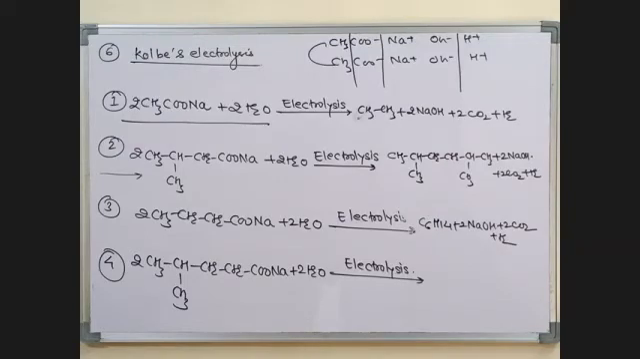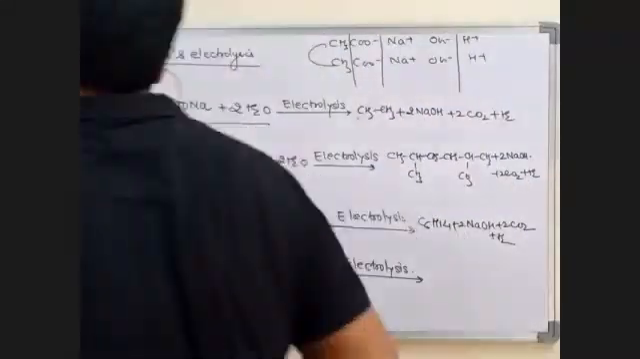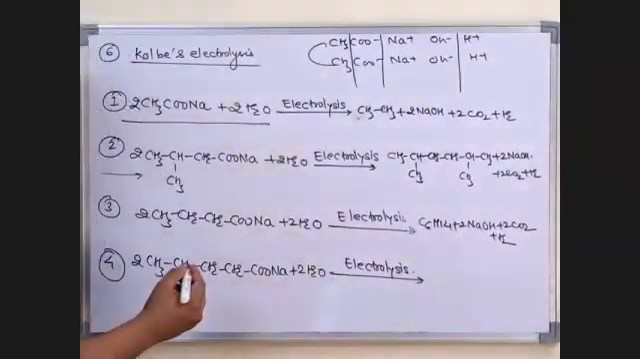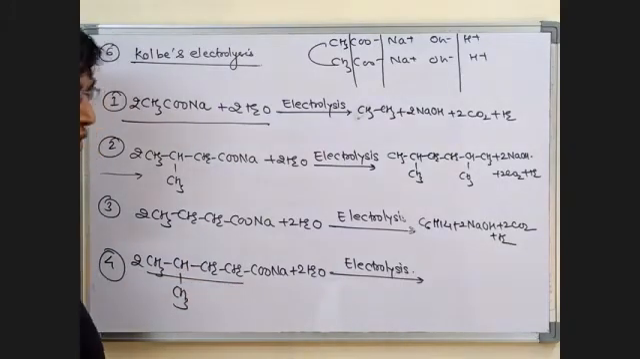What is the answer? 2,7 dimethyl octane. Very nice. 2,7 dimethyl octane. Very good, students, because you revised 2 times. 2,7 dimethyl octane along with byproducts NaOH, CO2 and H2, students.